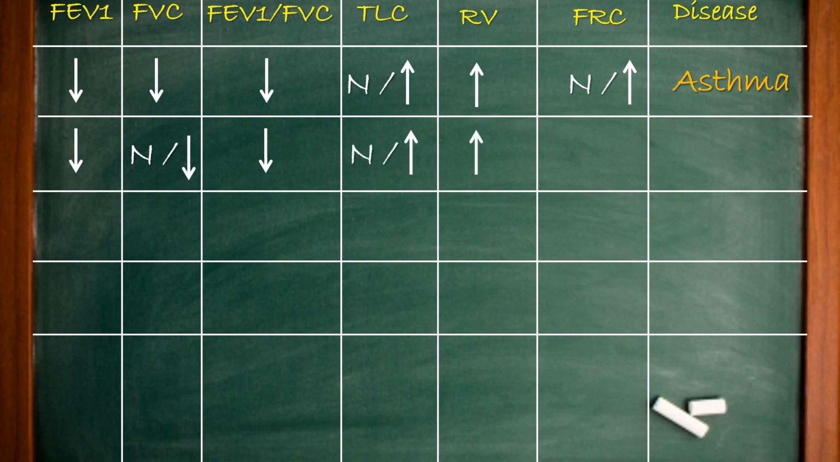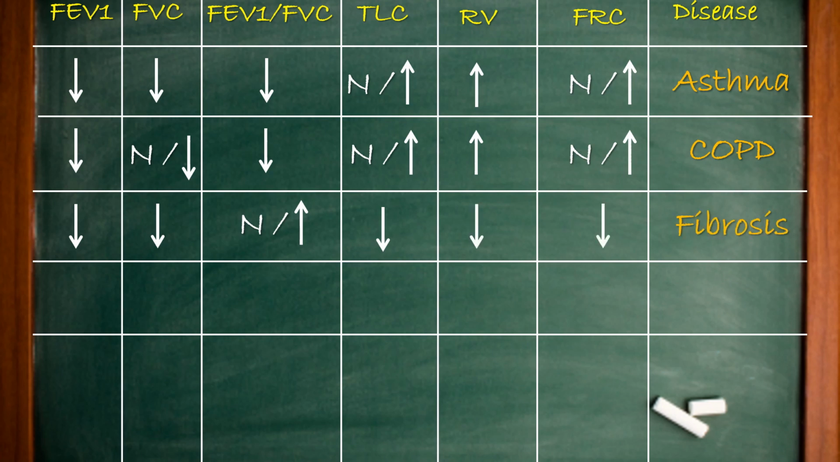an increased residual volume, and a normal or an increased FRC with partial or no reversibility of FEV1 with bronchodilators suggests COPD or emphysema. A reduced FEV1, FVC with a normal or a high FEV1 by FVC, a reduced TLC, RV, FRC suggests fibrotic lung diseases.